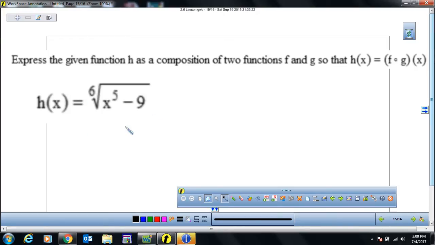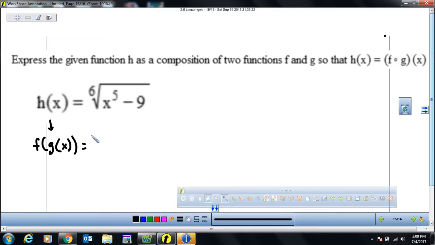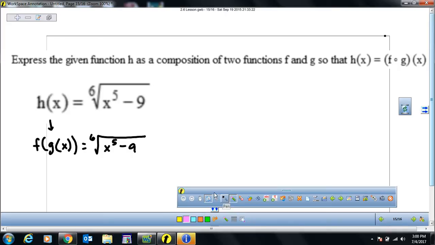So basically, this function represents the composition f of g. That's what this is telling you. Basically, it means that this h of x is the same as this. It means that g of x was already substituted into f of x, and it generated this function. There are many ways that we can actually separate this function.